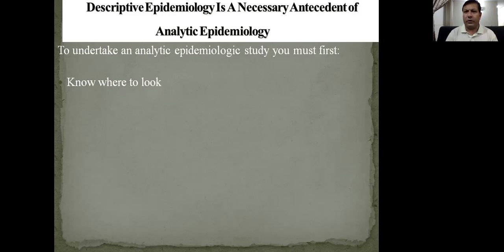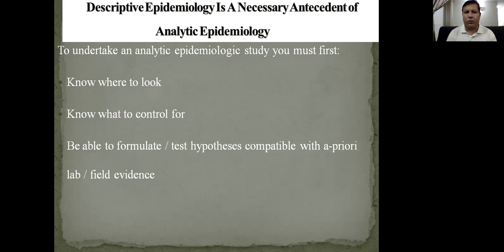Where to look? We have to decide where to start. Number two, what to control for? One thing we have to keep as a control. We must be able to formulate and test a hypothesis compatible with prior evidence. We should design a hypothesis: this thing is going on due to this reason. We have to generate such a hypothesis about a disease occurring in a specific population of origin.